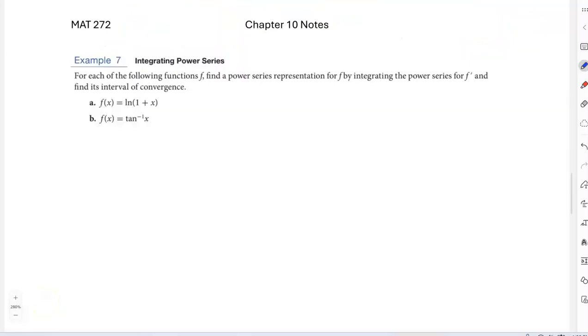So let's look at this last example. We want to use some derivatives or integration to help us find a power series representation for each of these functions. Part A is looking at the ln of 1 plus x. So my f of x is equal to ln of 1 plus x.